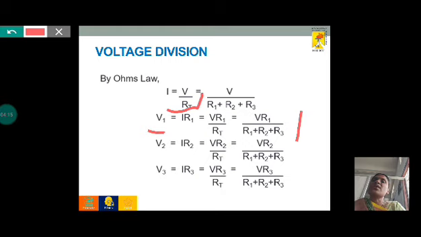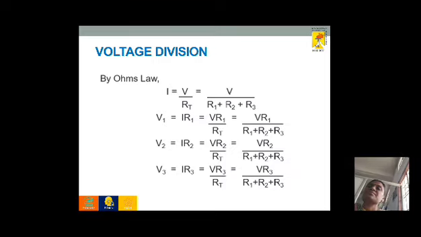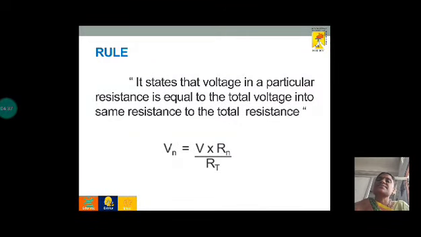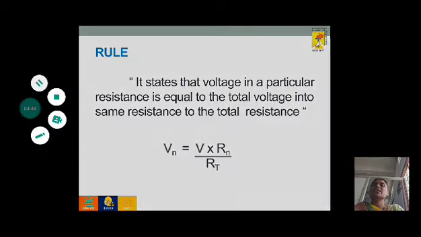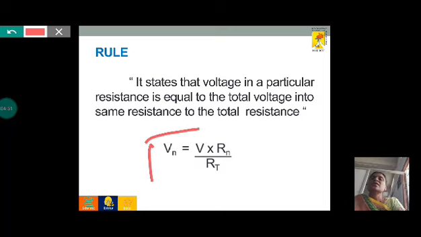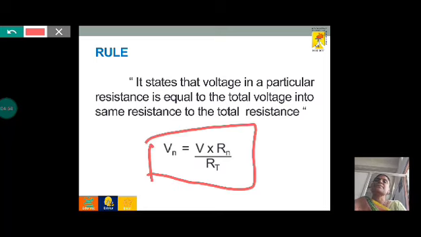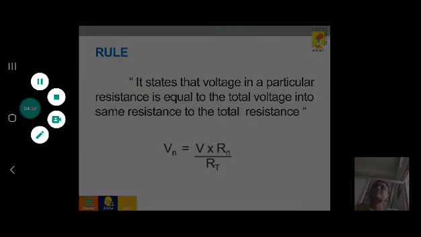In the same way, V2 equals I into R2, that is V into R2 by RT, which equals V into R2 by (R1 plus R2 plus R3). Likewise, V3 equals V into R3 by (R1 plus R2 plus R3). So the rule states that the voltage across a particular resistance is equal to the total voltage times that resistance value divided by the total resistance. That is, Vn equals V into Rn by RT.